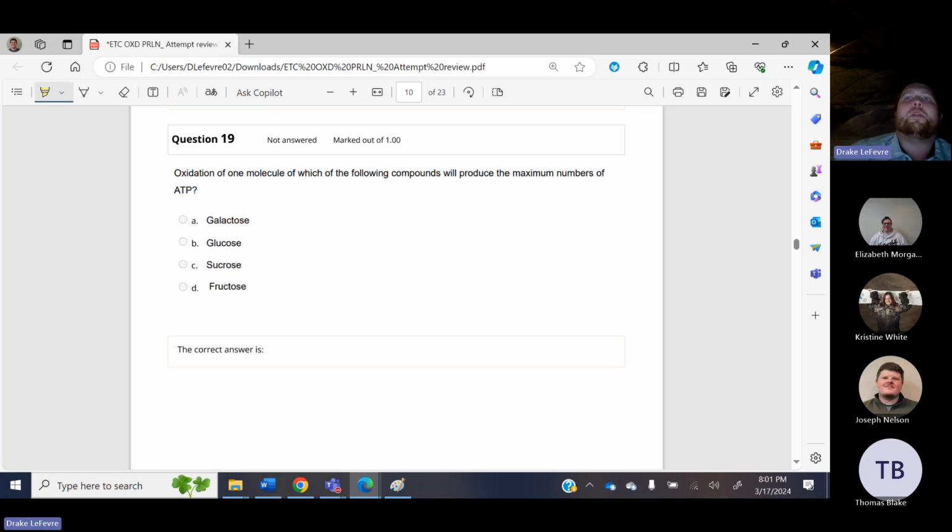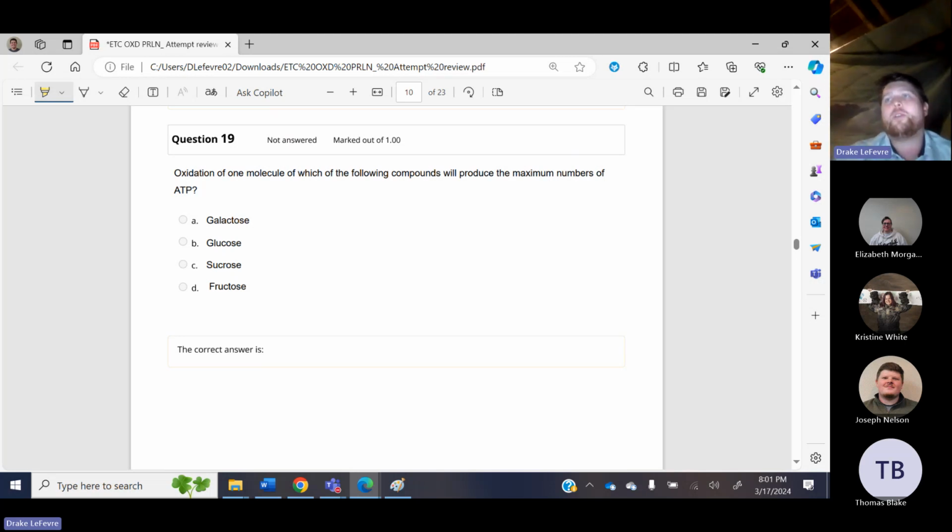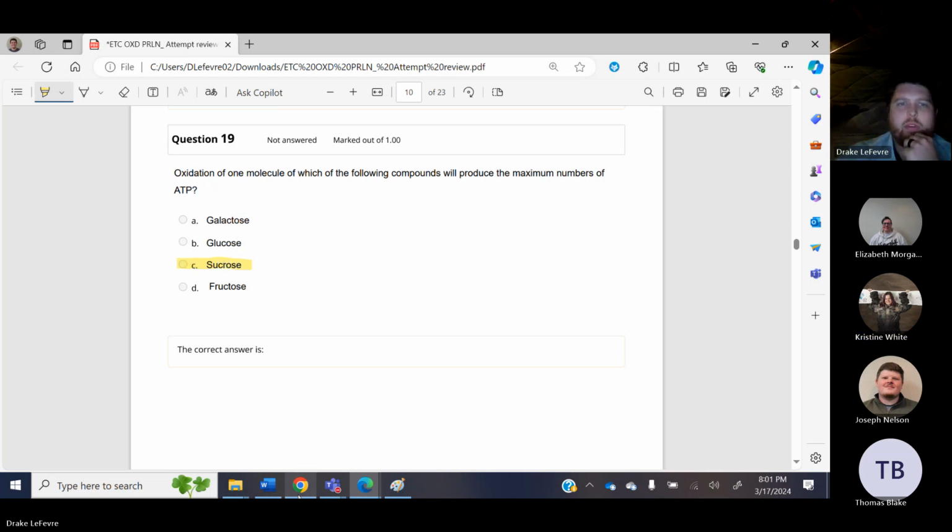Oxidation of one molecule of which of the following compounds will produce the maximum number of ATP? This one's kind of a gross question. I don't feel like you ever really talked about this. The answer is sucrose, because it's a disaccharide, and sucrose is glucose and fructose. I don't see him really asking that specific question. It's kind of a gross question. I don't like that one.